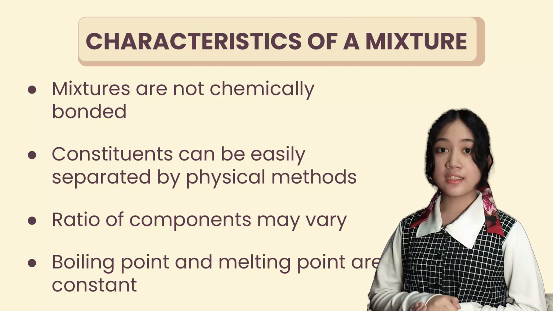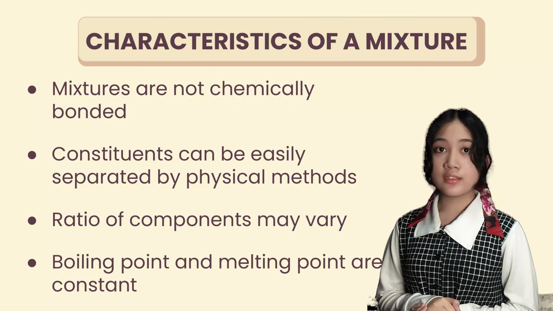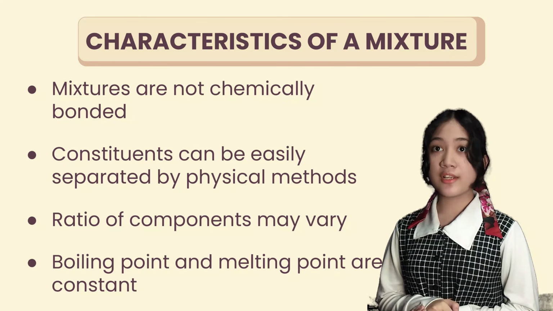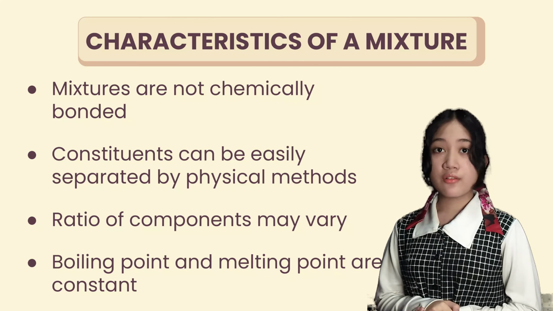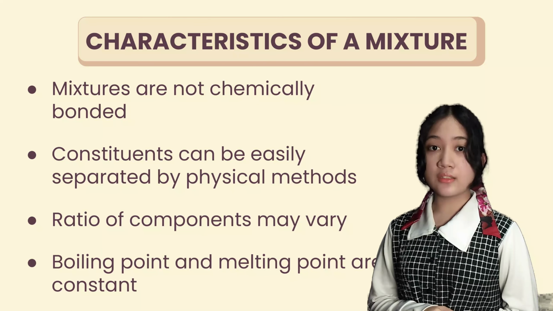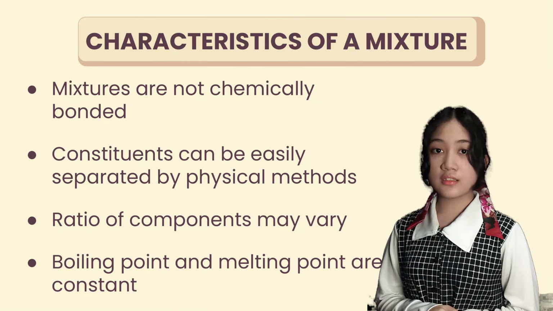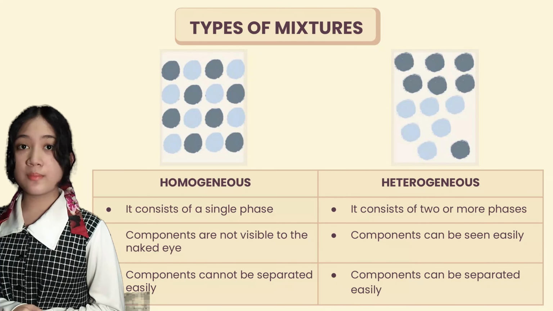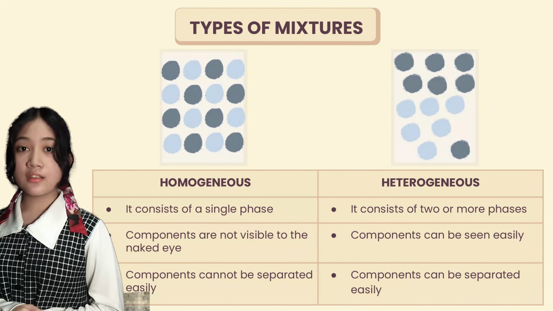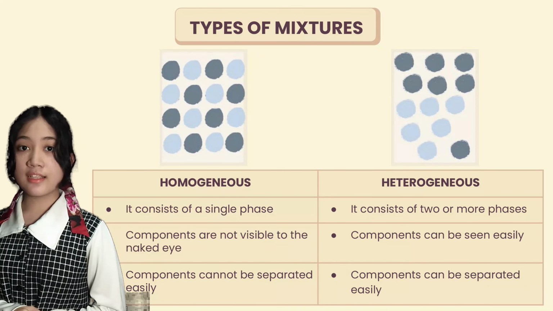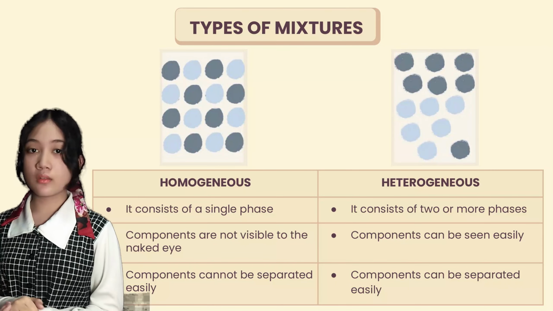Mixtures are not chemically bonded. Constituents can be easily separated by physical methods. Ratio of components may vary. Boiling point and melting point are constant. There are two types of mixtures, and they are homogeneous mixture and heterogeneous mixture.